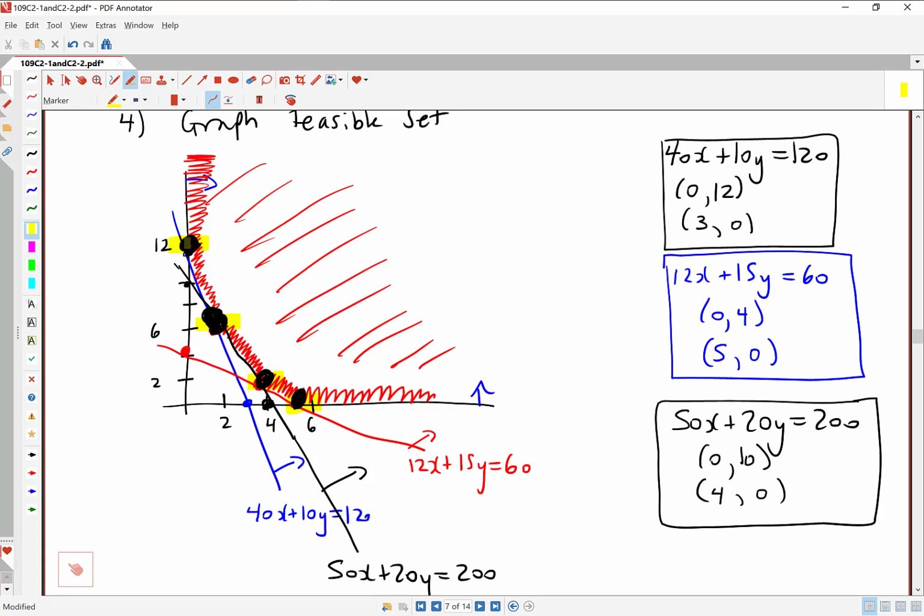So let's think about the ones that we can read off right away. The one at the top is 0, 12. That was just one of the intercepts of the blue line. And the one right at the bottom right here, that's 5, 0. That's one of the intercepts of the red line. So we can write those down right away.